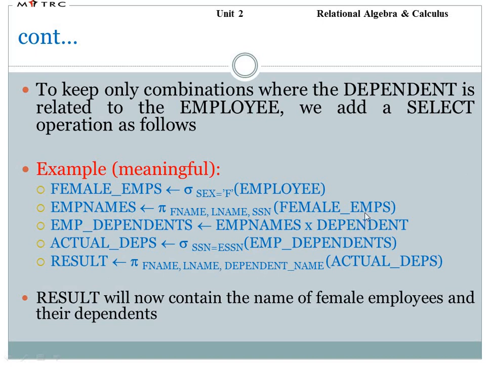But when we apply the select operation after this, to denote it in a fruitful manner, we obtain good meaning. So if employee SSN is equal to ESSN of the dependent, that means we will get the actual dependent. But here you see we are multiplying EMP name into dependent, and the dependent is nowhere there. It is not clear. So when we make the relation actual DEPS, it gives us SSN compared with ESSN. And finally actual DEPS will have all the attributes, that is F name, L name and dependent name, which is the result. So the result will now contain the names of female employees and their dependents.